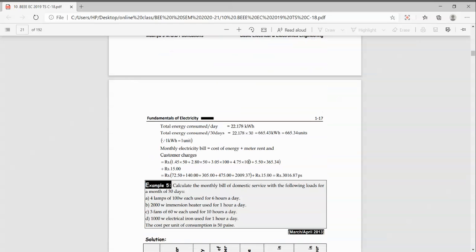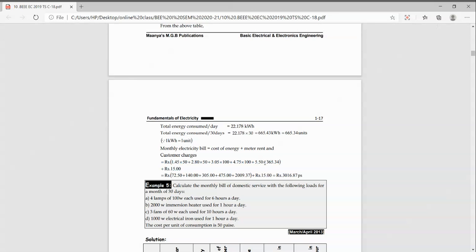This is 100, 100, 50 and 50. So totally 300 units we completed. The next remaining: 665.34 minus 300, that is 365.34. So the next complete units will be charged, that is above 300. So the charge is 5.50.